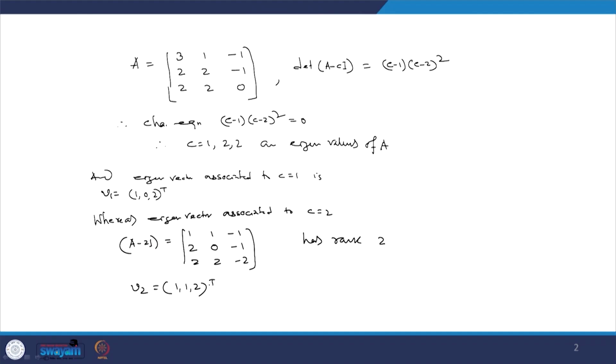Here, if we consider the matrix A minus 2I, then I have seen that the rank of this matrix is again 2. So it has only one linearly independent solution of A minus 2I operating on x equal to 0. So I have only one linearly independent eigenvector associated to eigenvalue C equal to 2. Now, let me consider another example.